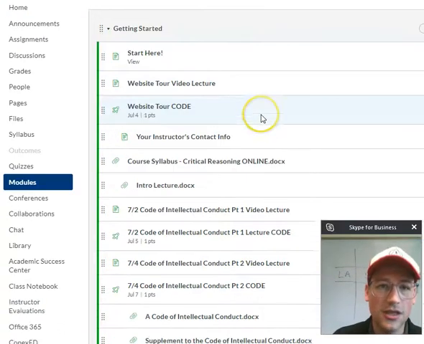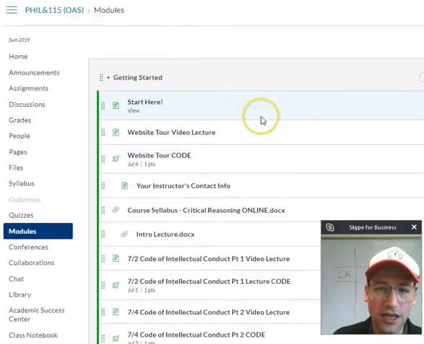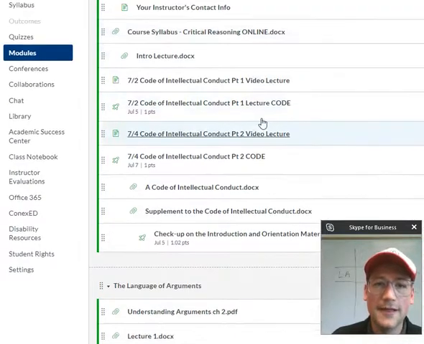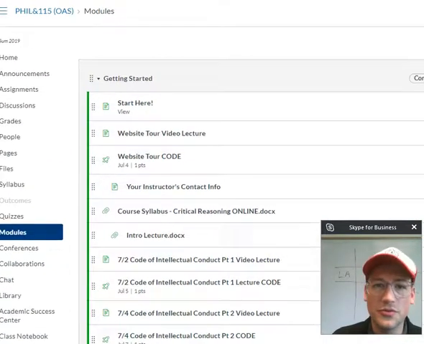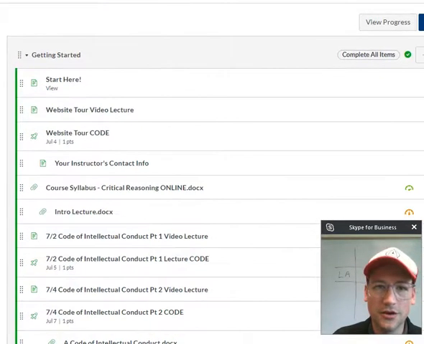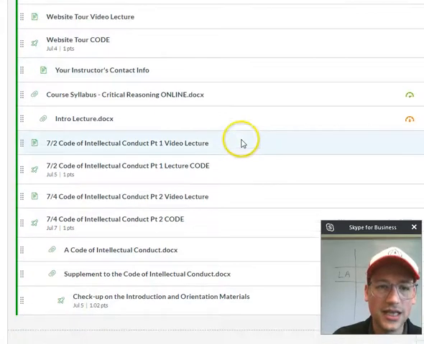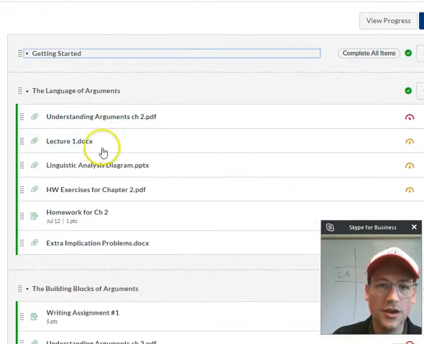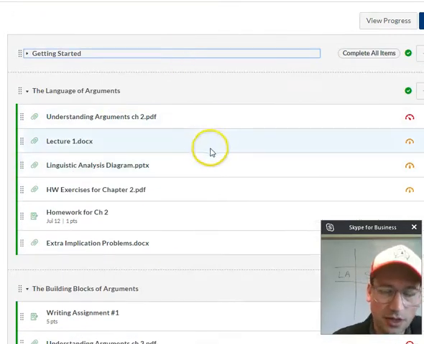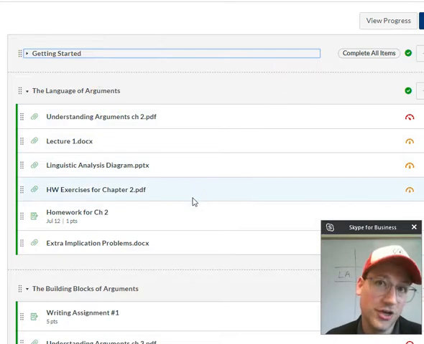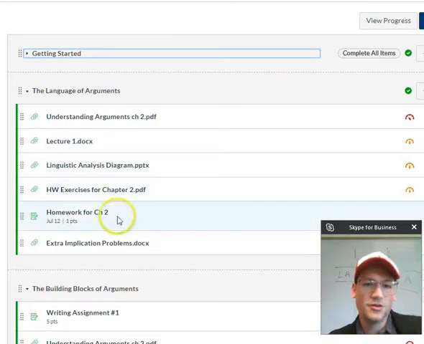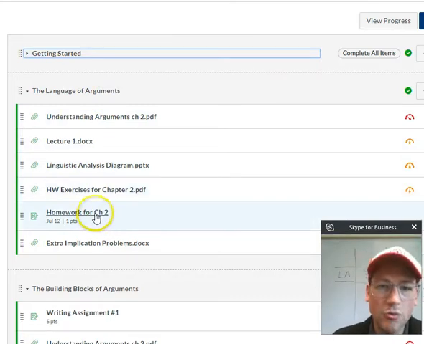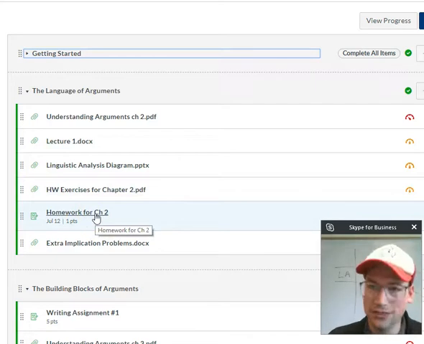So I'm here on the modules page from the Canvas site. You can see here the sidebar. I'm going to move the window a little bit here so you can see it better. And here was the Getting Started module. And then here we are in Language of Arguments. So this is our first official unit of course material. And you'll see there's the homework for Chapter 2 assignment.